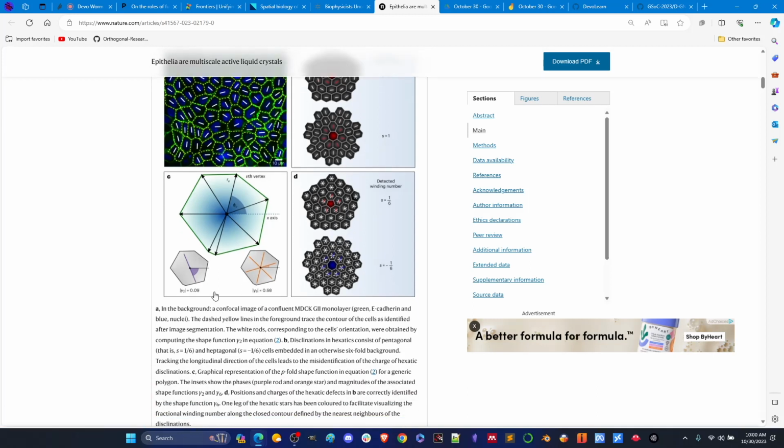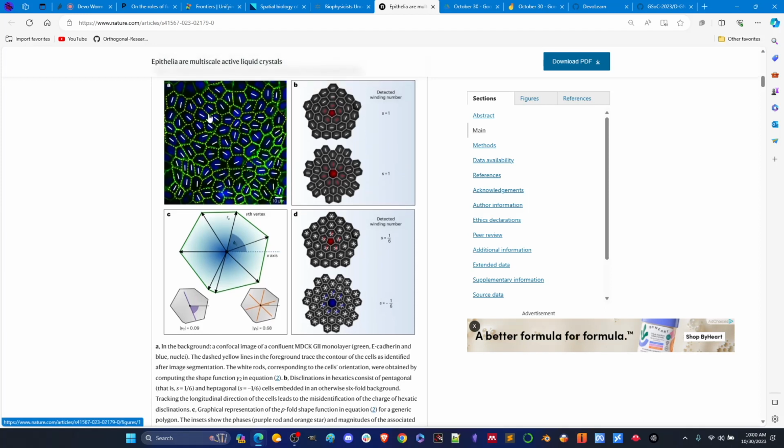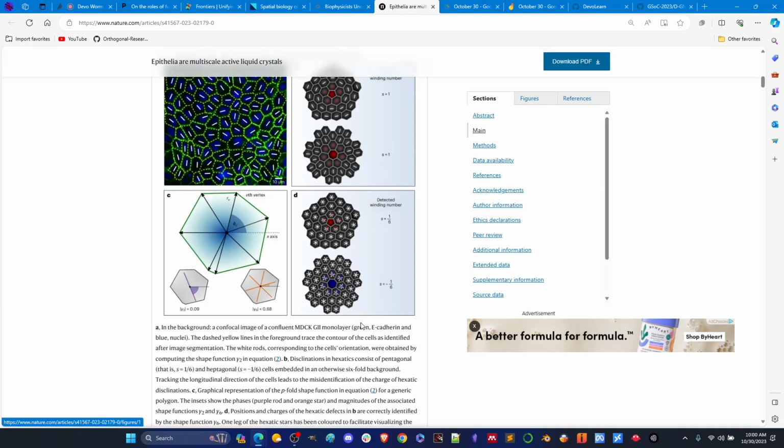They segment a bunch of cells and put this model together. Then they show the sixfold symmetry at the corners. So you have these vertices which serve as the points of symmetry, and they can be the junctions as well. So that's figure 1.